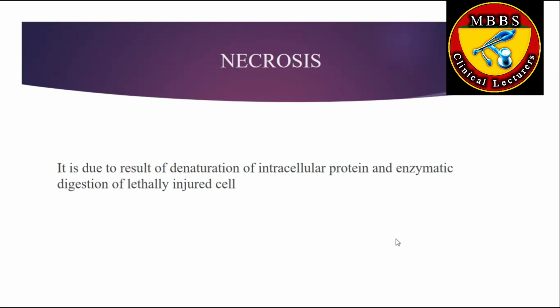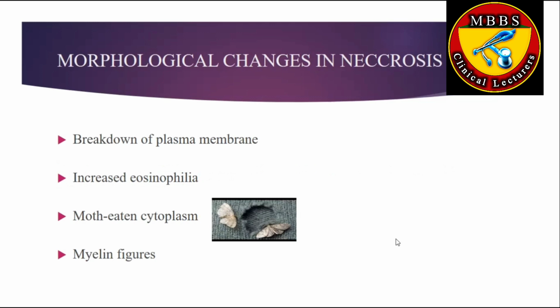Now come to necrosis, which is today's topic. Necrosis is a series of changes in which cell death results from the degenerative action of enzymes on a lethally injured cell. The morphological alteration or feature in necrosis is the breakdown of the plasma membrane. Due to the breakdown of the plasma membrane, the enzymes and other proteins escape through the membrane and make their way to the bloodstream, where they can be measured in the serum.